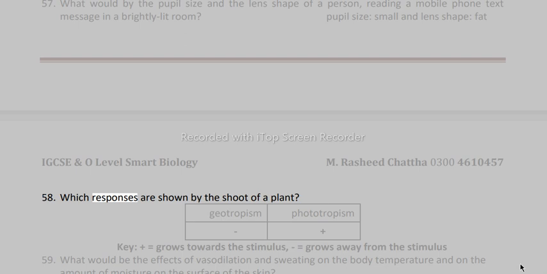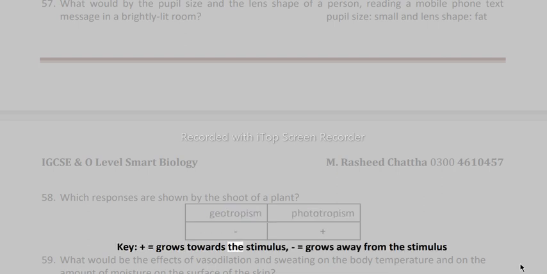58. Which responses are shown by the shoot of a plant? Geotropism, phototropism. Plus key: plus equals grows towards the stimulus, minus equals grows away from the stimulus.